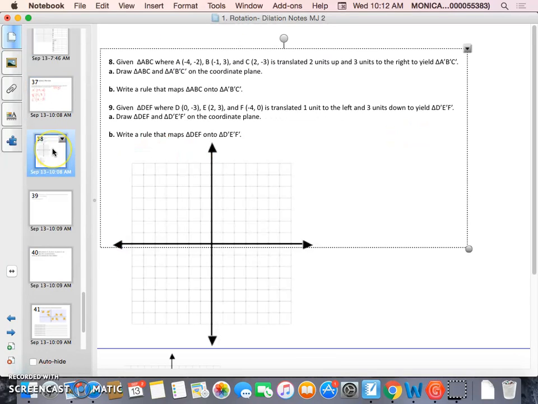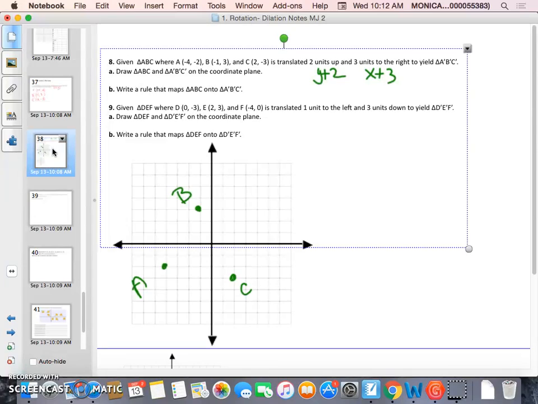All right, let's look at number 8. Here's an example where you actually do have to draw on the grid. It says, given A, B, and C, we're going to translate it up 2 units. So this is going to affect the y: y plus 2. And 3 units to the right is x plus 3. So I'm going to draw this on the coordinate plane. First of all, I'm going to start at -4, -2 and label this point A. -1, 3, this is point B. Point C is at 2, -3. That's point C. So this is my triangle.